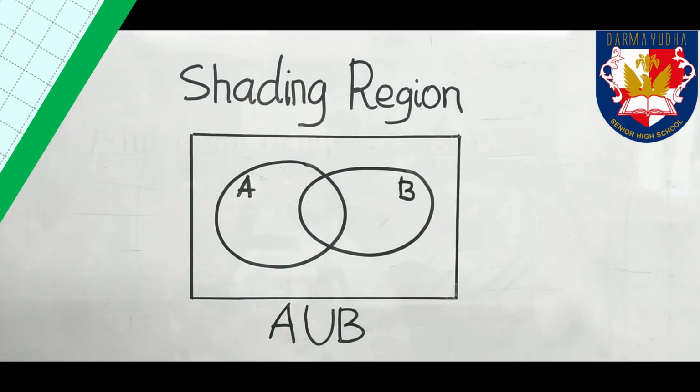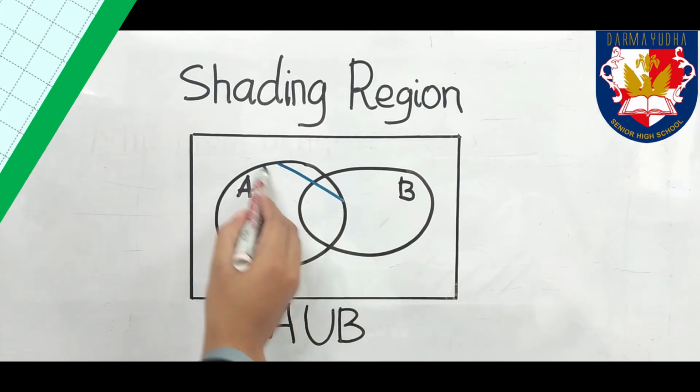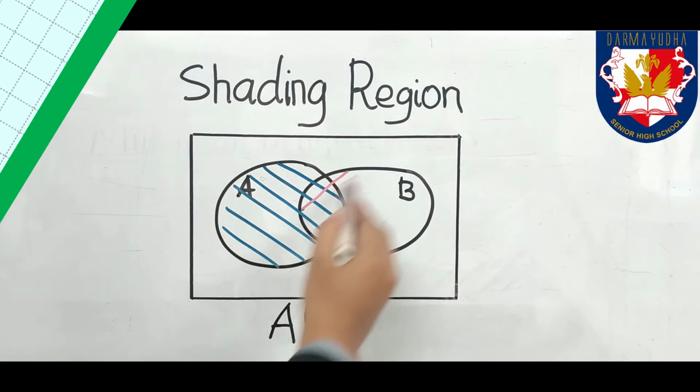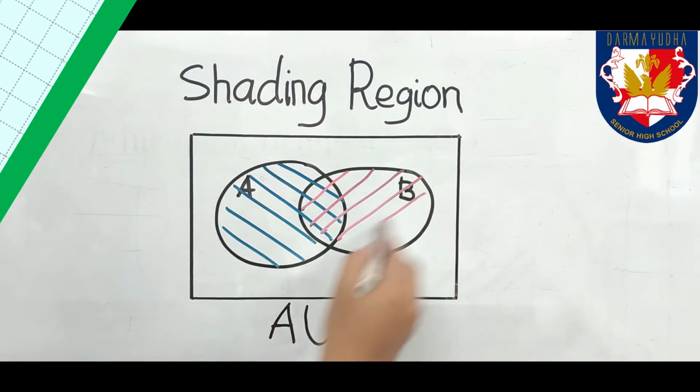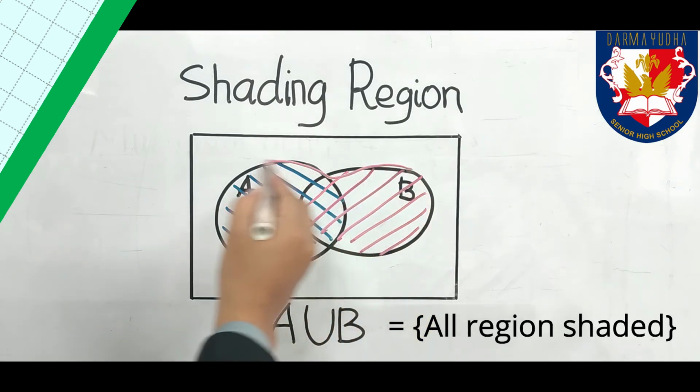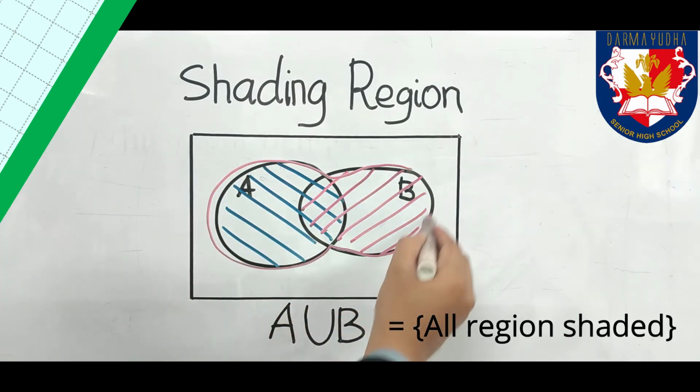Shading region A union B. The first thing that we need to do is shade all the region inside set A. And then we also shade all the region of set B. So the region of A union B is all the region that got shaded.